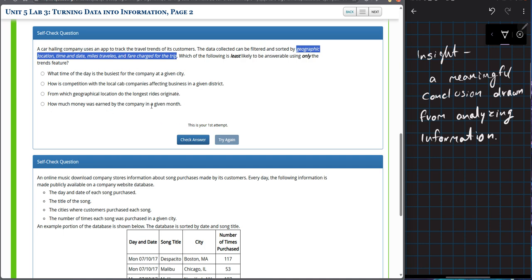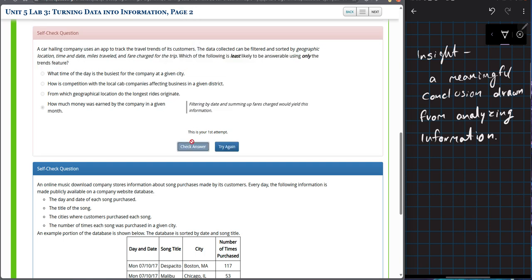How much money was earned by the company in a given month? We know the fare. The car used the app to track travel, so we do know how much it was. Well, we don't know all the money. Maybe that's the answer, because we don't know it as a whole. We just know how much it charged for each trip, but we don't know how much it made. I think that's the answer. Oh, okay, that's vague. But yeah.